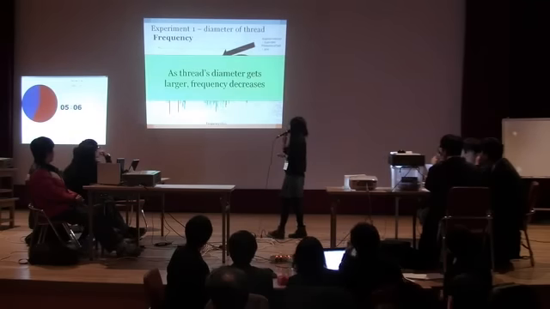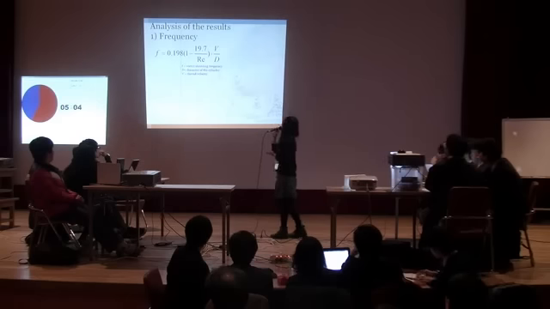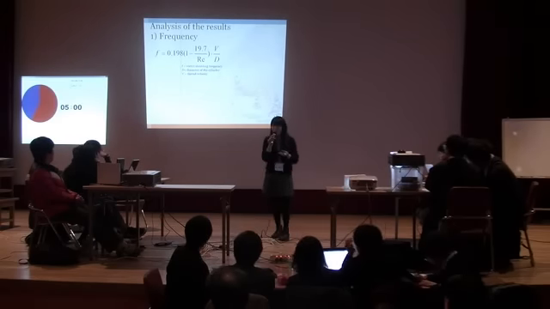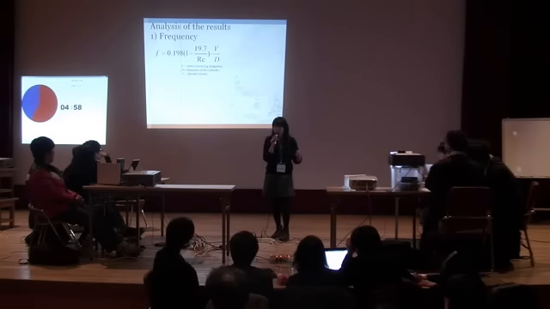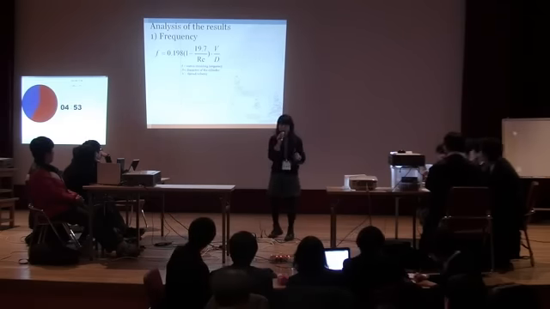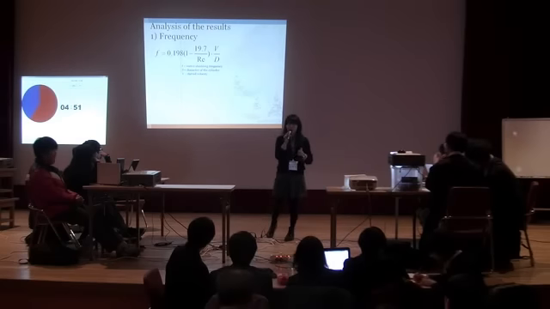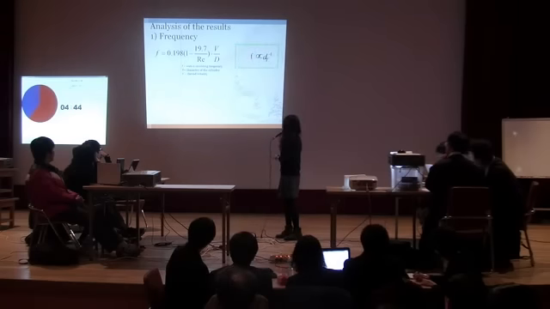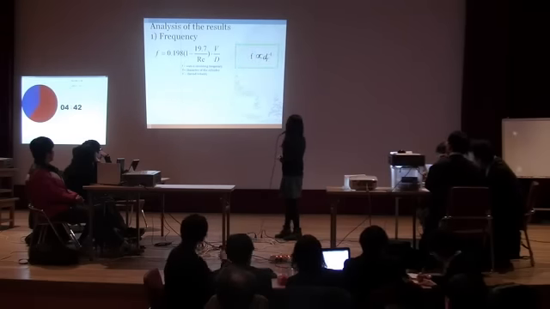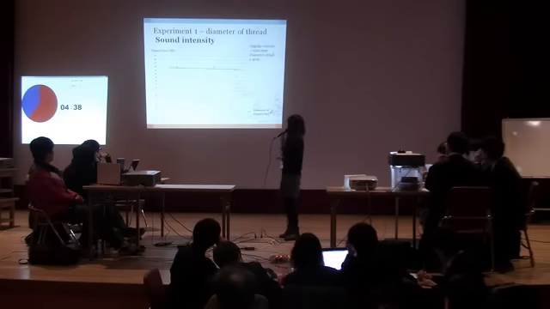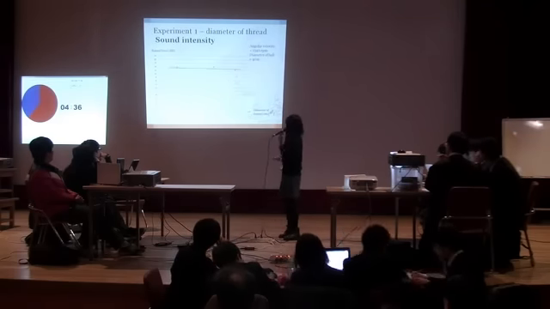So for the analysis of the results, for the thread with a large diameter, it takes more time for the airflow to go over the thread. Therefore, the frequency would have an inversely proportional relationship to the diameter of the thread, and this could be expressed as follows, and this is the equation for the vortex shedding frequency. So we could get a conclusion that the diameter of the thread is inversely proportional to the frequency of the generated sound. And this is the graph about the sound intensity.